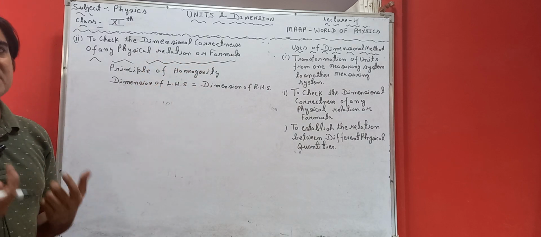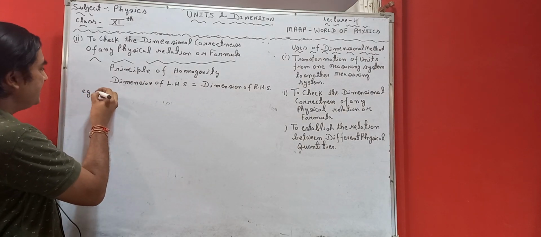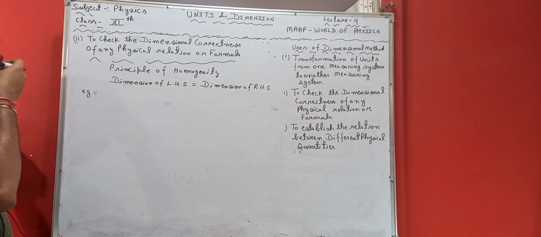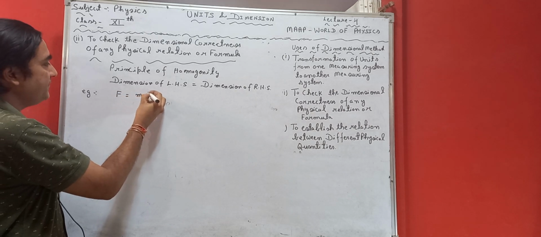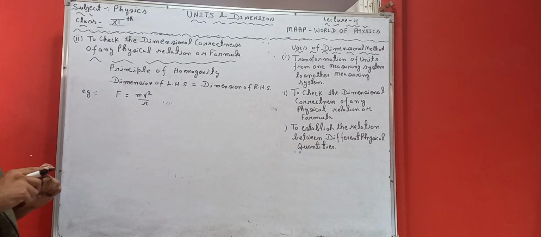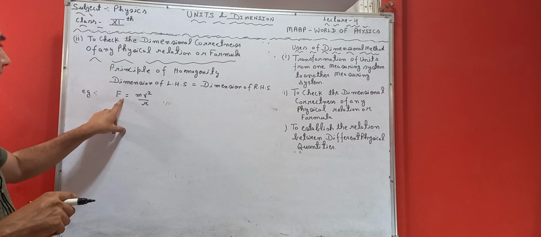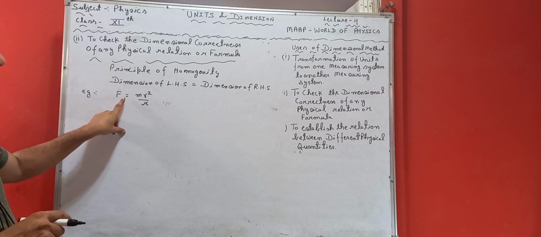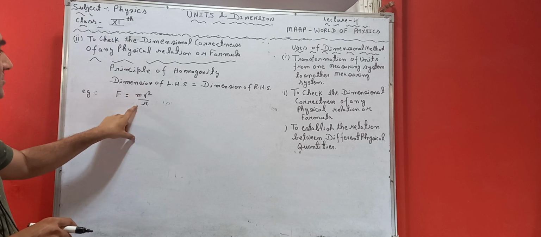Just to give strength to my words, I am taking an example. I am taking a formula that force is equal to mv square upon r. If any particle moves in a circle, it follows a circular track or circular path, then the force exerted on that particular particle is given as F is equal to mv square upon r.